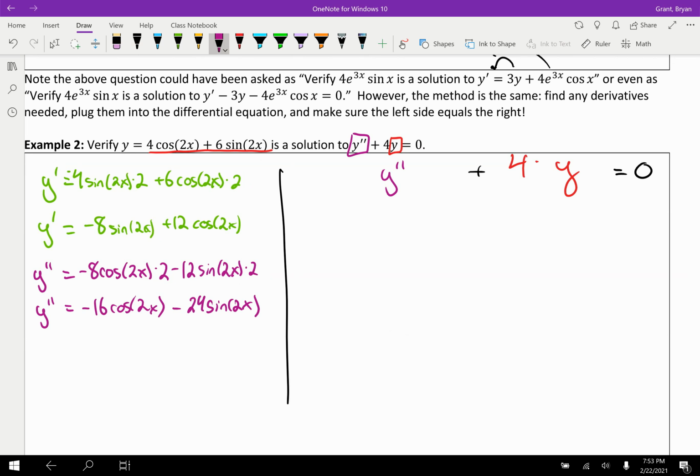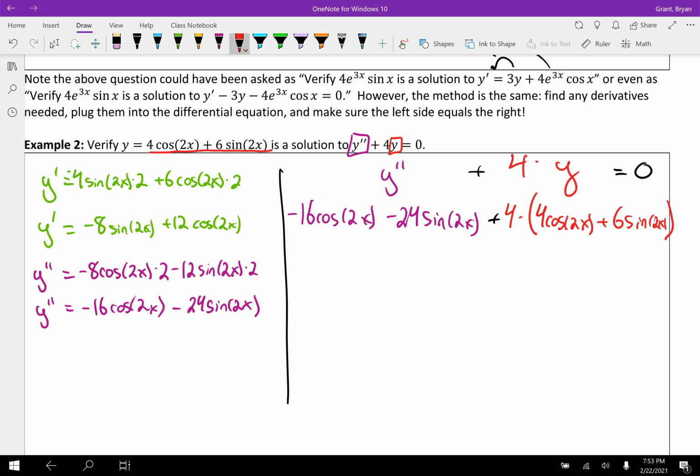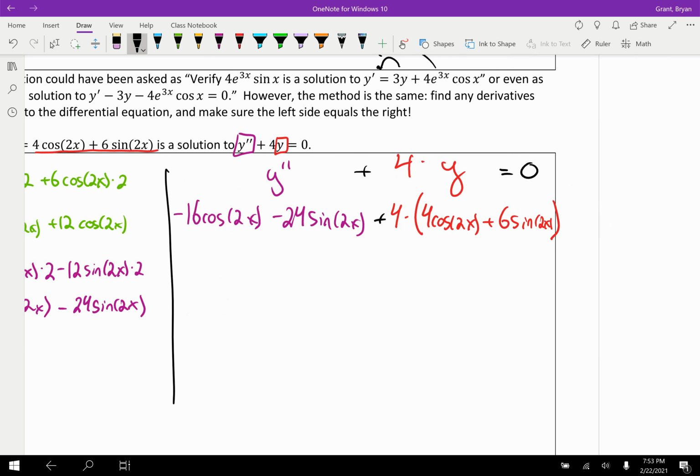So y double prime here is being replaced with negative 16 cosine of 2x minus 24 sine of 2x. Excellent, that worked out just fine. Plus 4 times y, and this one I am going to run out of room. Oops, awkward. Don't forget your parentheses. 4 cosine of 2x plus 6 sine of 2x. There we go. And all of that is equal to 0.